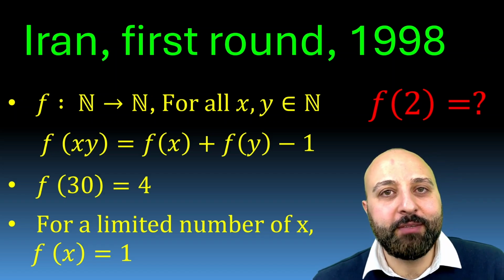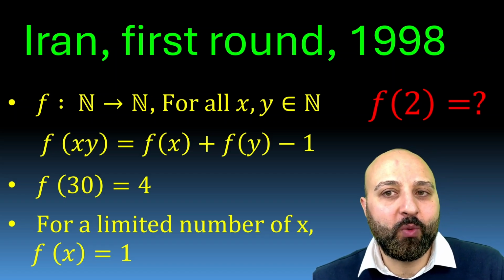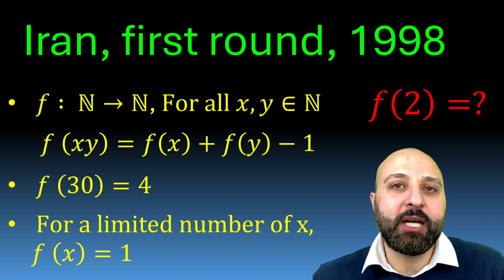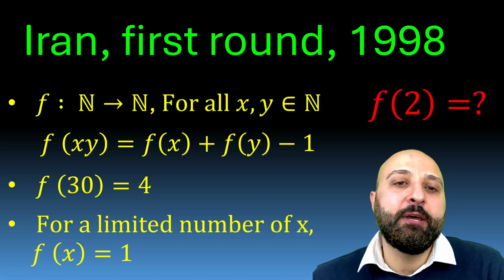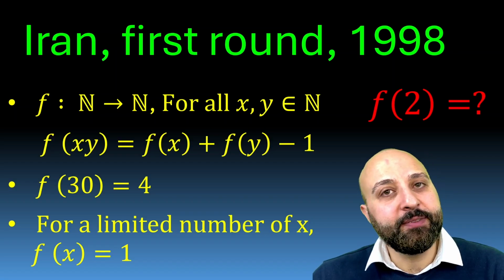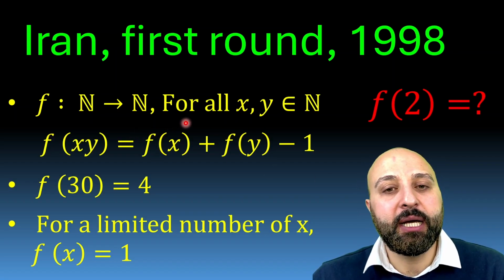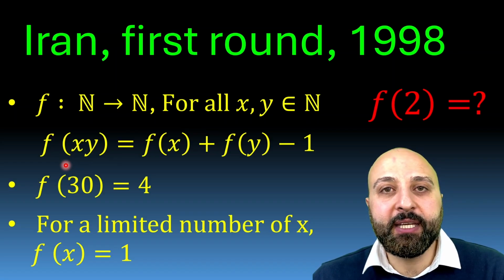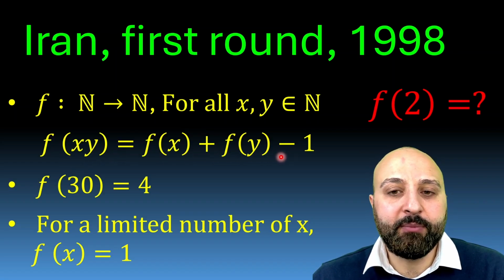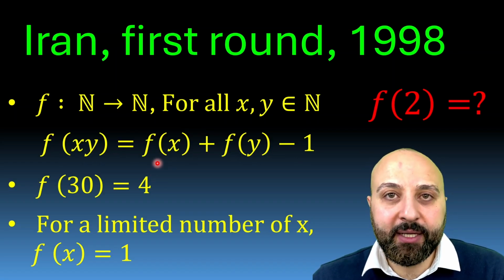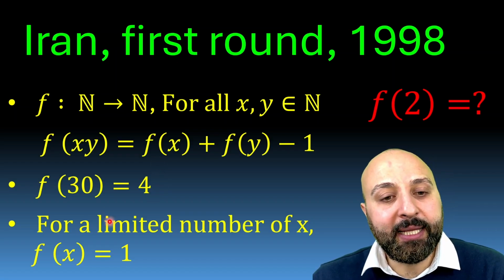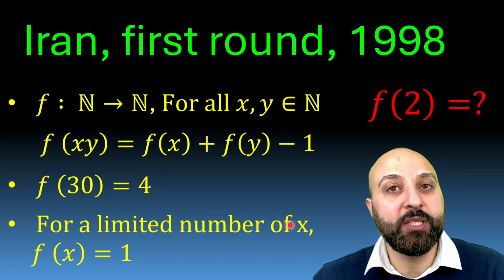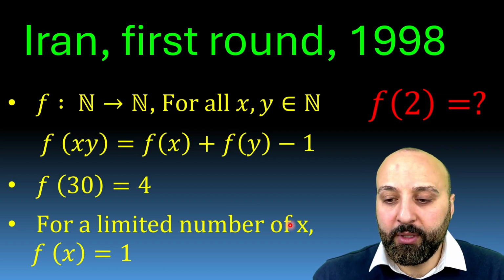Hi, here we have another question from Iran Mathematical Olympiad round number 1, year 1998. The question is to calculate a function which has a specific type of properties. The function f is from natural numbers to natural numbers, and we know that for all x and y elements of N, f(xy) is equal to f(x) plus f(y) minus 1. We also know that f(30) is equal to 4. And we know that for a limited number of x, f(x) is equal to 1. The question is we have to calculate f(2).